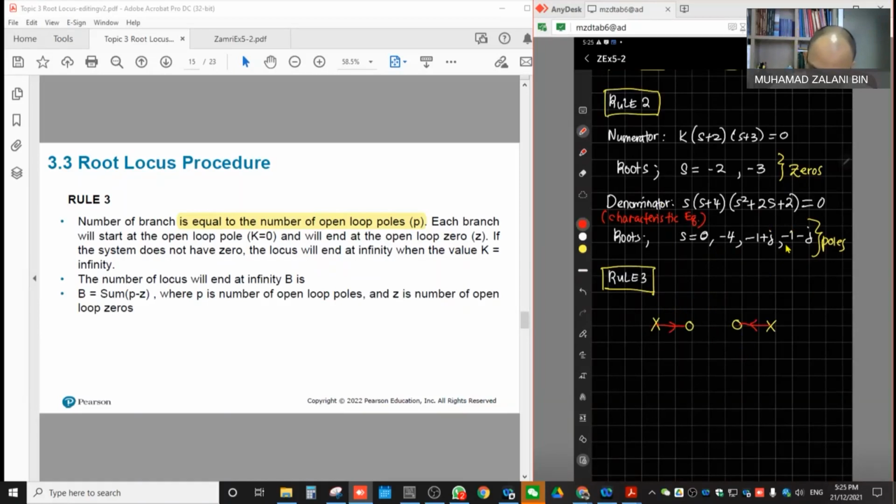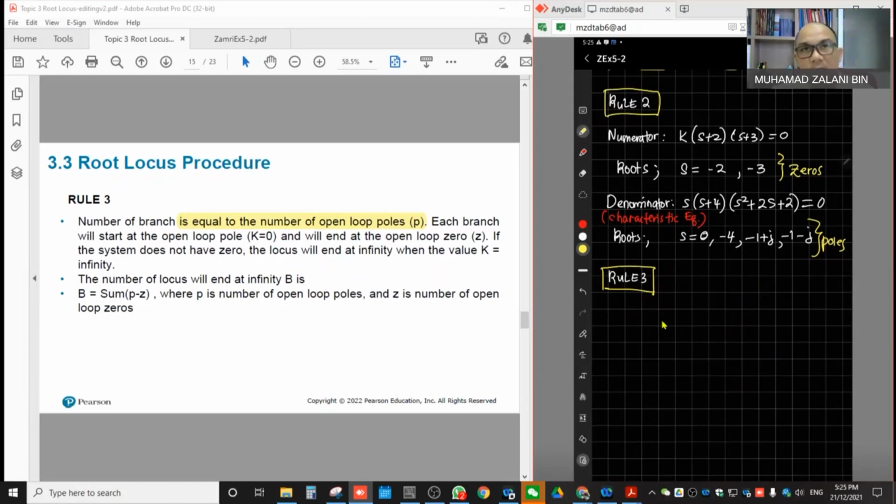Complex root poles. Let's say that is the complex number poles, plus imaginary axis, negative imaginary axis. So how about these 2 poles? Basically these 2 poles will end up at infinity, based on rule number 3 here.